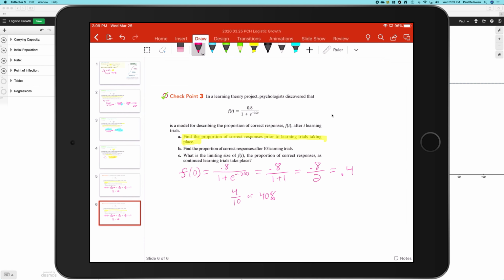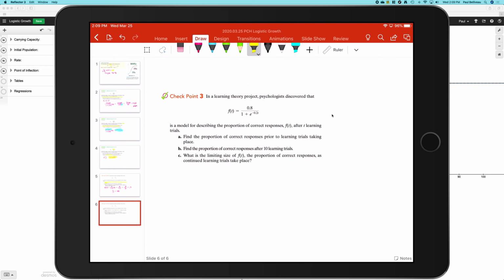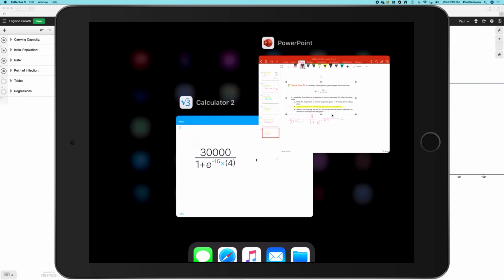So, part B, find the proportion of correct responses after 10 learning trials. Okay, so after you go through 10 attempts to teach someone something, what proportion of the group should get it right? This is just a matter of finding f of 10, or what happens when we put 10 in for t.